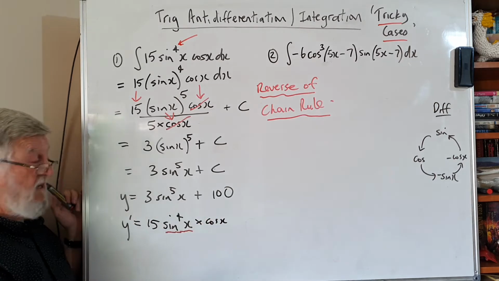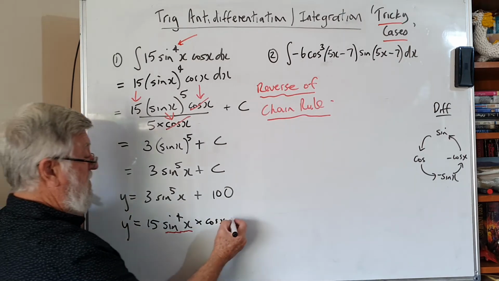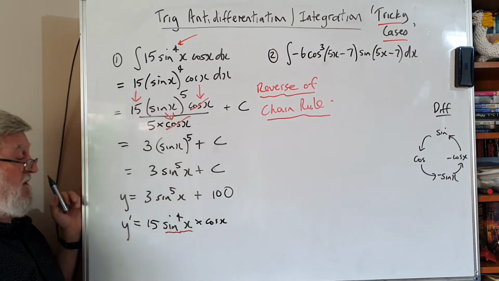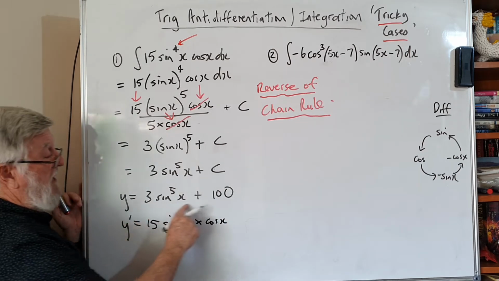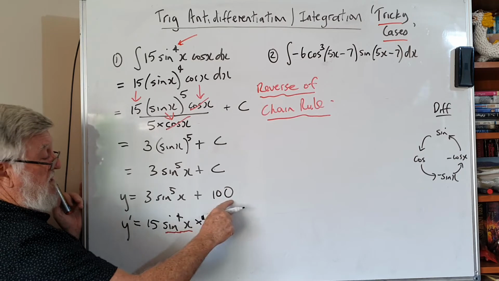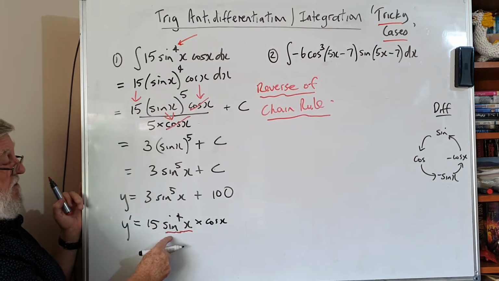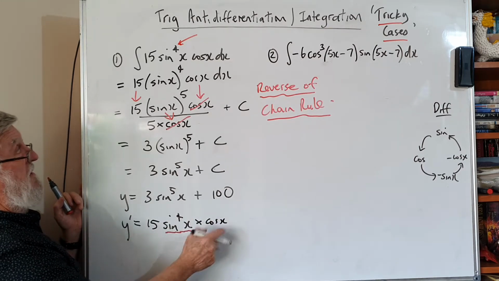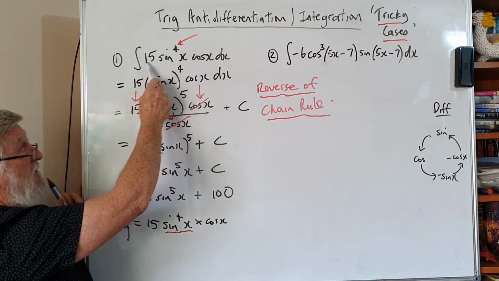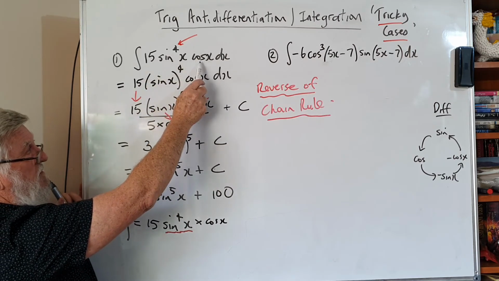Imagine trying to prove this. If you've done first principles, it's a bit revolting. And the 100 becomes 0. So if I differentiate that expression, no matter what that number is, I'm going to get 15 sine with a 4 and cos. So go back to the question here. I got 15 sine with a 4 and I've got the cos.